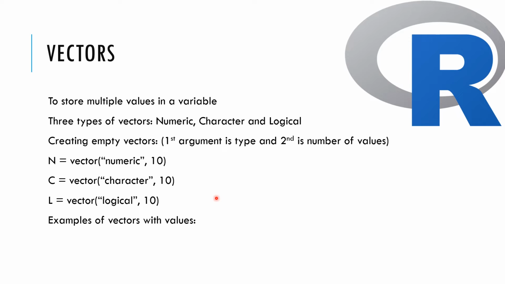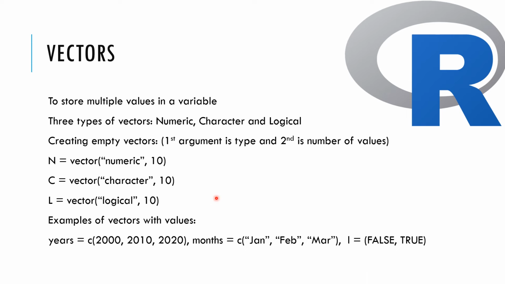So, examples of vectors with values. In case you don't want to create an empty vector, you straight away want to create a vector with values. These are the examples of numeric, then character, and your logical vector. So here you have years, just the name of the variable. I've taken the name of the variable as years, and then you have 2000, 2010, 2020. So these are all numerical values.